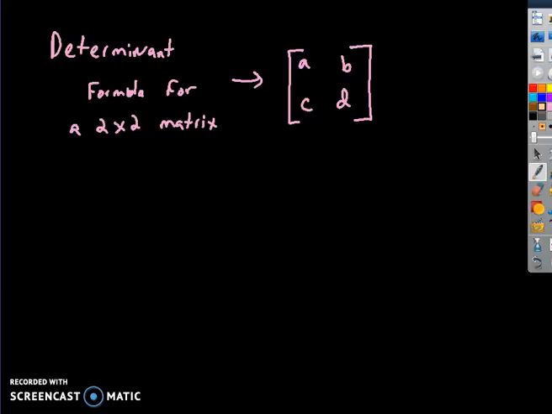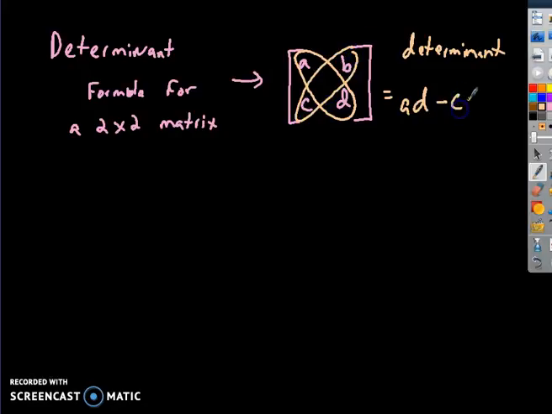All right, so the determinant formula for a 2 by 2 matrix. Suppose we've got this 2 by 2 matrix with the variables A, B, C, and D. To find the determinant, you multiply the diagonals. It's going to be A times D, subtract the other diagonal, C times B. Whatever that answer is will be the determinant.